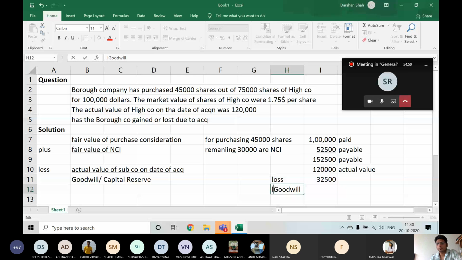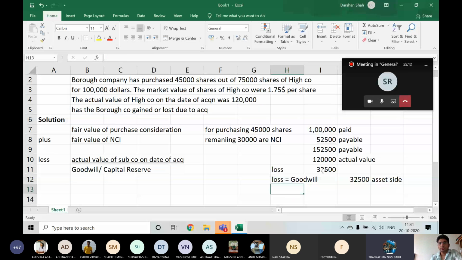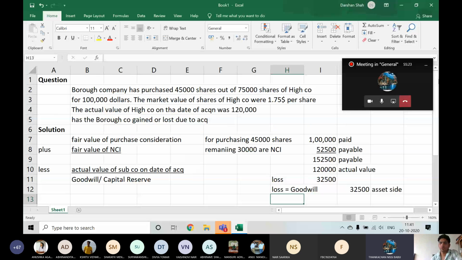I have a doubt. We paid $100,000 for 45,000 shares. So if we divide it, we'll get the per share value, right? And then if we multiply with the remaining 30,000 shares, why can't we do it that way? You are multiplying by 1.75? Okay, 1 lakh divided by 45,000 gives 2.22. That was the agreement.